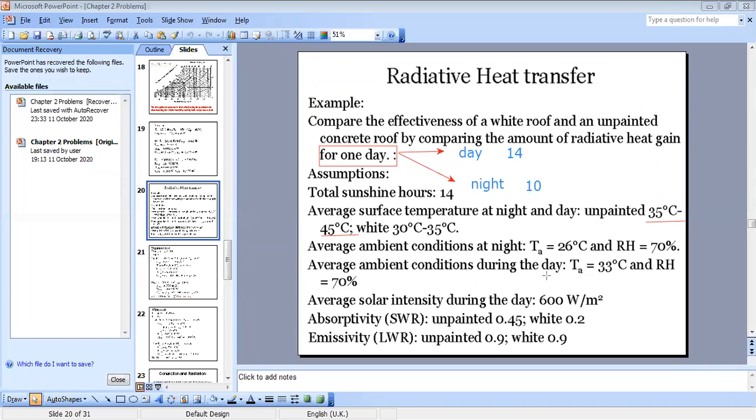In addition, we have that the average solar intensity during the day is 60 watt per meter square. Why did they give us the solar intensity? Who will tell me why they gave us the solar intensity?